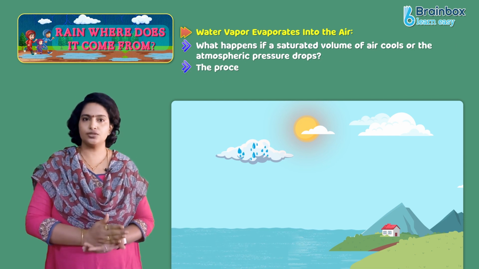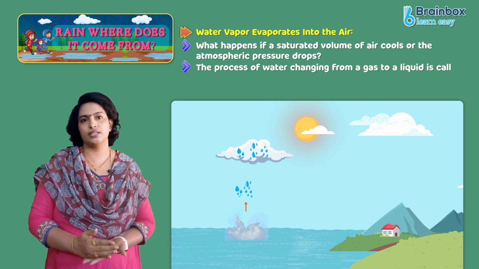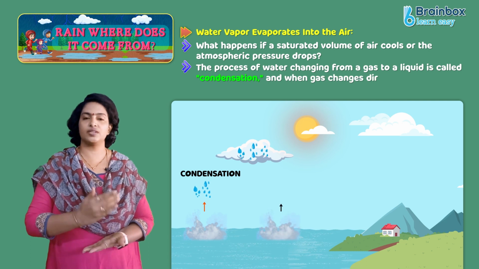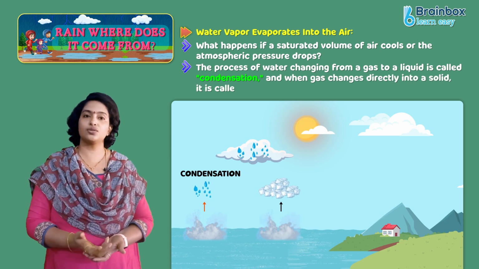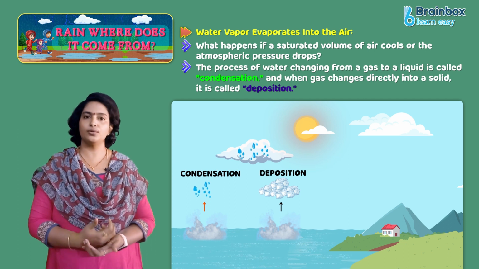So the process of water changing from a gas to a liquid is called condensation. And when gas changes directly into solid, it is called deposition. These two processes are how clouds form.